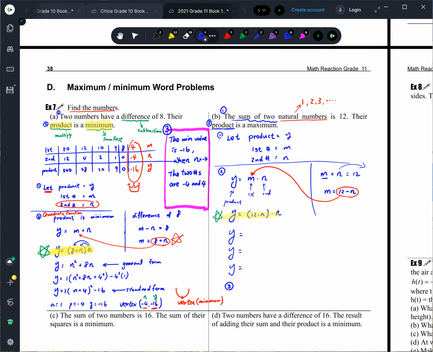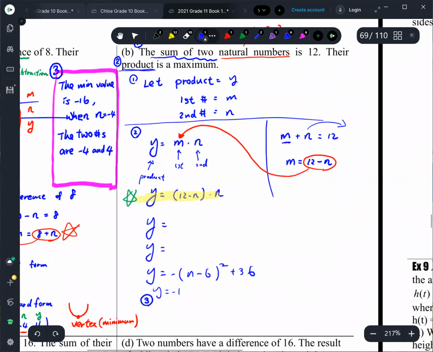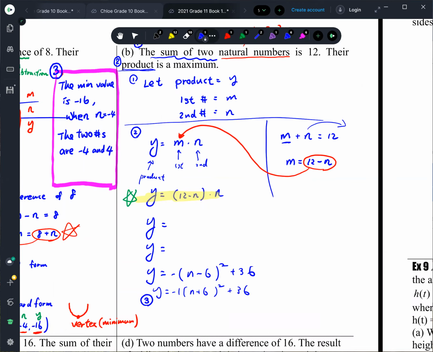All right, Bernice, what's your standard form? I got negative, outside of the bracket, and then n minus 6, close bracket squared, plus 36. Okay, thank you. Aaron, what's your standard form? I got -1 and then bracket n plus 6 and then squared and then plus 36. Okay, yeah, so -6 or +6, very important, okay? We need to find out which one.